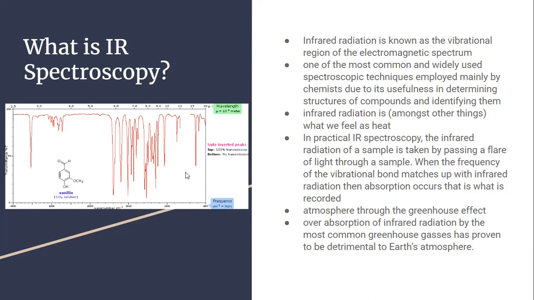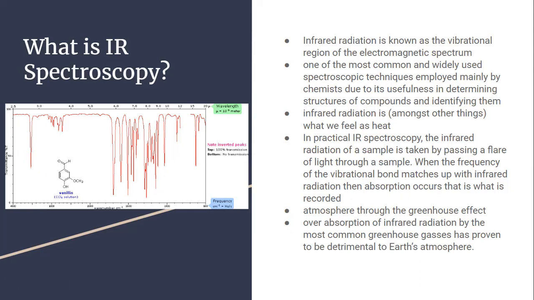In practical IR spectroscopy, the infrared spectrum of a sample is taken by passing a beam of light through a sample. When the frequency of the vibrational bond matches up with the infrared radiation, then absorption occurs, and that is what is recorded. And this is what you can see on my slide here. This is an example of the IR spectrum of vanillin, which I recorded in one of my labs.